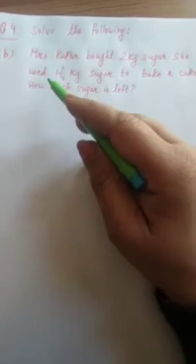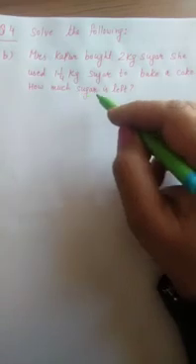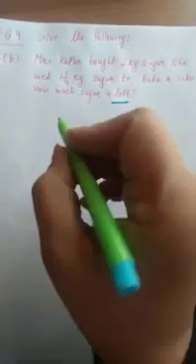Now in question number 4 we have to solve the word problems. Let me do the B part of that question. Mrs. Kapoor bought 2 kg sugar. She used 1 and 1/4 kg sugar to bake a cake. How much sugar is left? So as the word left is given, we come to know that it is a question of subtraction. So first of all we make the statement.